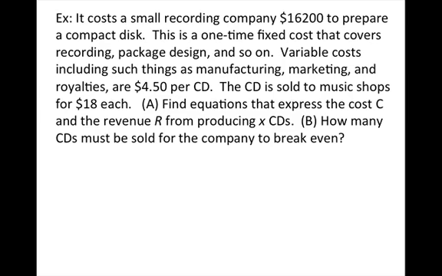So let's begin by looking at the cost. Look back through the equation and you decide what is costing this recording company money. Well, the recording company has to pay $4.50 for each CD they produce. If they're producing X CDs, I'm going to start with 450 times X. In addition to this, they have the one-time fixed cost of $16,200. So my cost is 4.5X, or if you wanted to write it 4.50X, plus the $16,200.